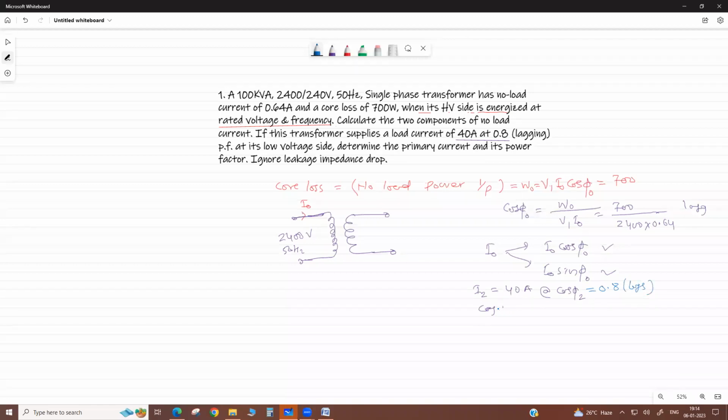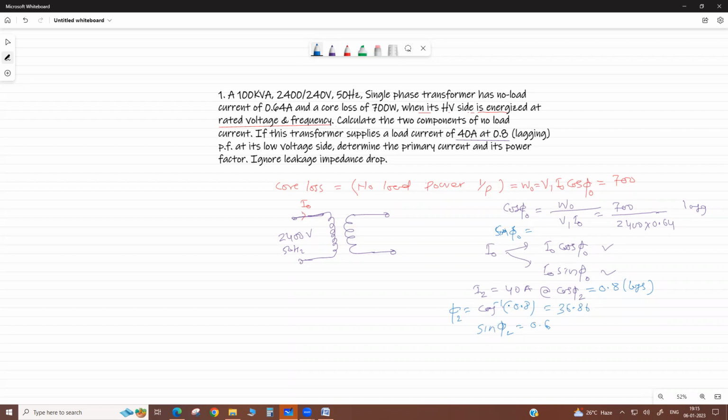So it is cos phi 2. We can calculate phi 2 equals cos inverse 0.8, and it comes to 36.86 degrees. Then we calculate sin phi 2. It comes 0.6. Same like here, you also calculate sin phi naught and cos phi naught. Then these two values you get.